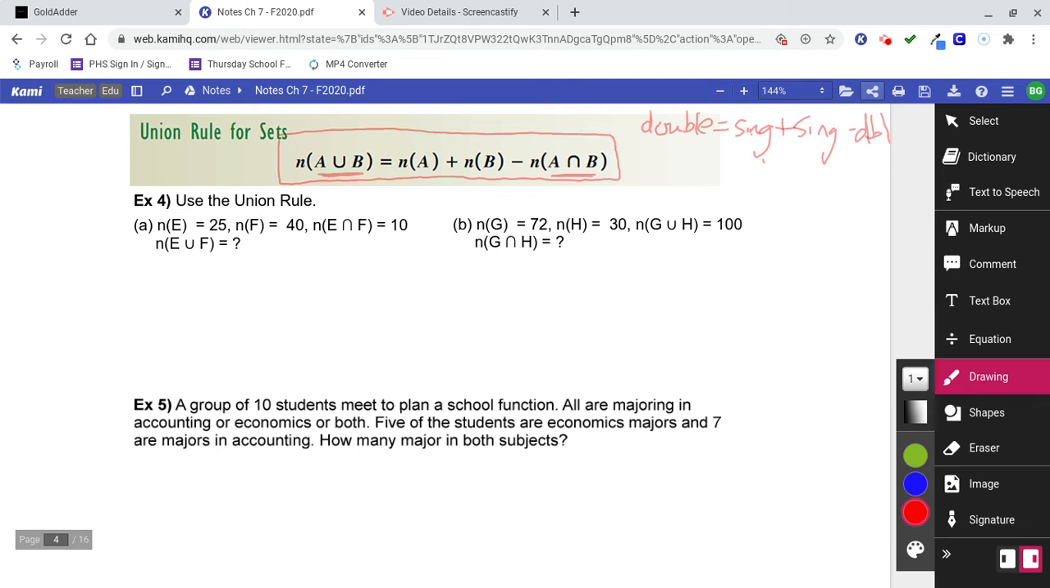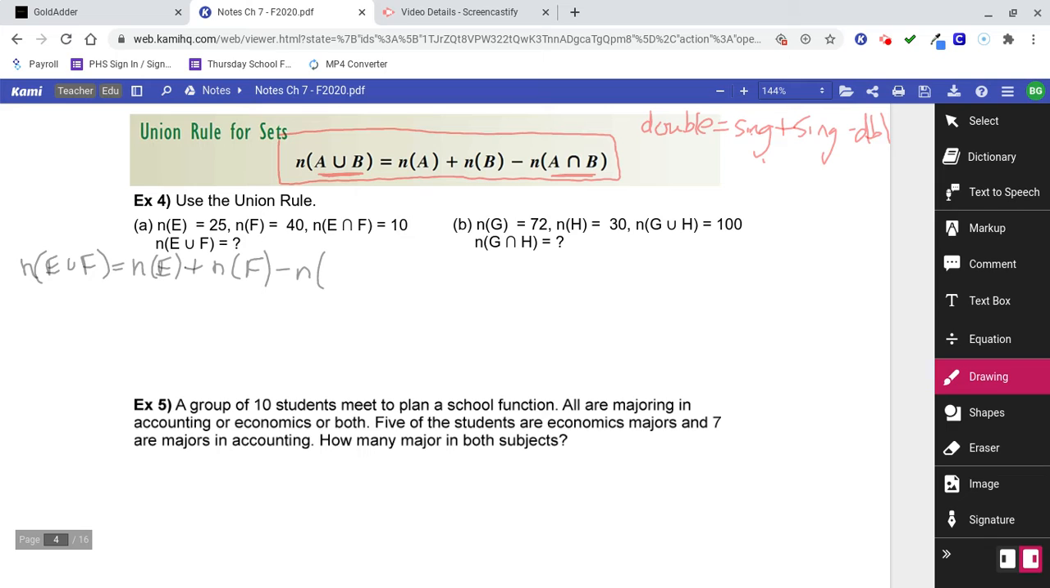Okay, so it's a very straightforward use of the rule, because the number in the union is going to equal the number in the single plus the number in the single minus the number in the other double. Like that. Single plus single minus double. So the number in E is 25, and the number in F is 40, and the number in the intersection is 10. So really all we're doing is 25 plus 40 minus 10. That's going to be 65 minus 10 is 55. The number in the union is 55.